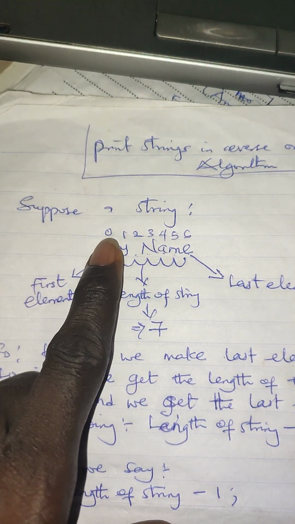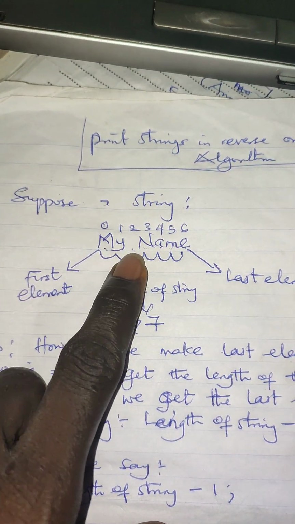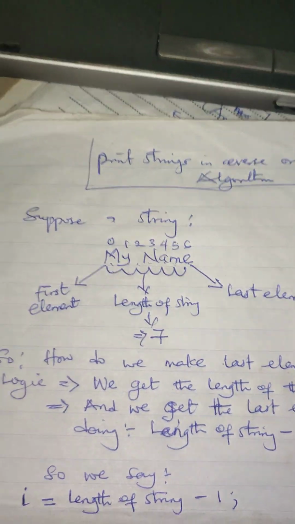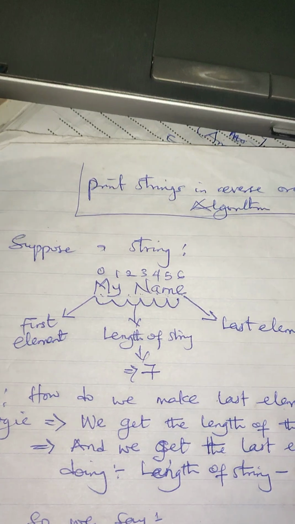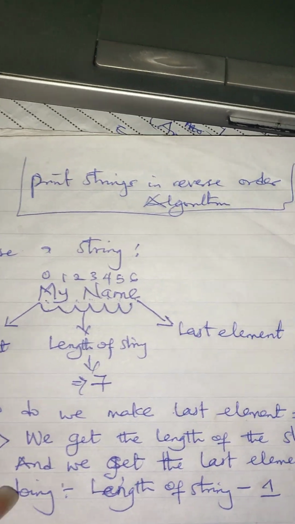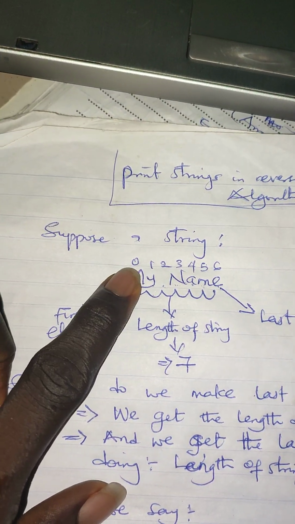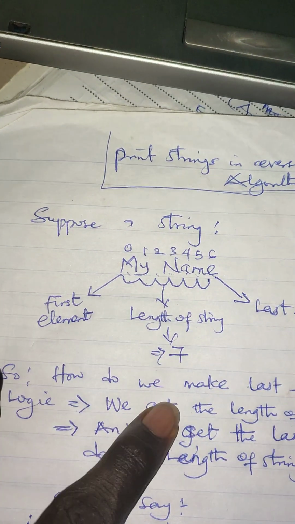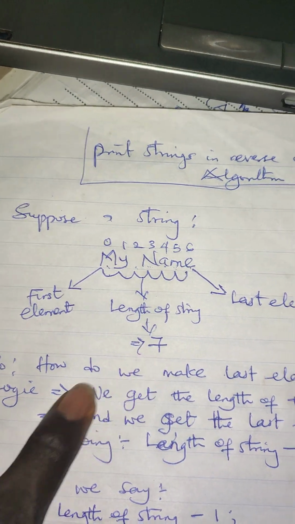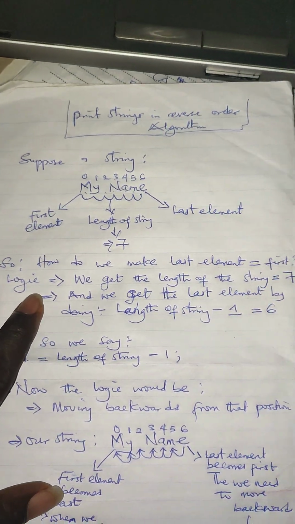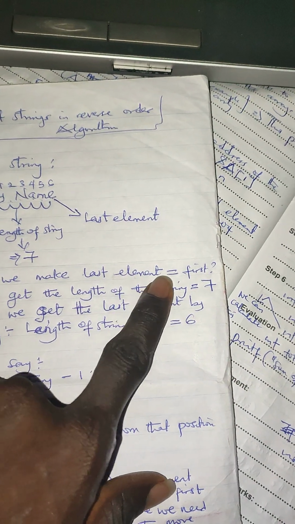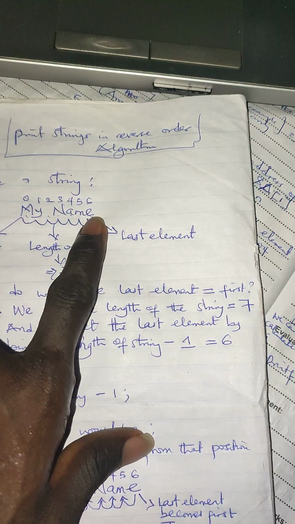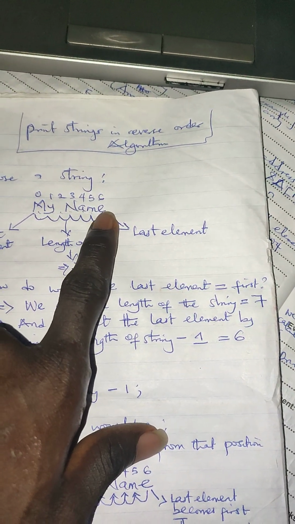So if you start counting 0, 1, 2, the space, 3, 4, 5, you see that the total number of elements in the array is actually 7, but the first element is index 0, but the length of the string, that is the total elements, is 7. All right, so now how do we make the last element the first? How do we set I, our counter, to become this last element?